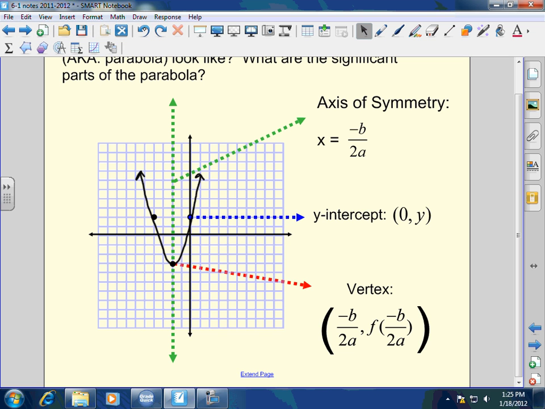We're going to end right now here. Tomorrow, I am going to start off the class with a quiz. And I suggest you know what the axis of symmetry is, the y-intercept, what the vertex is, how to determine if a graph goes up or down.